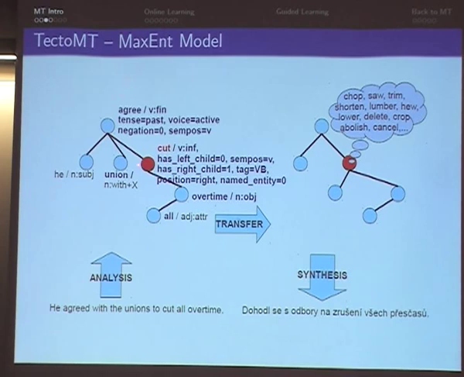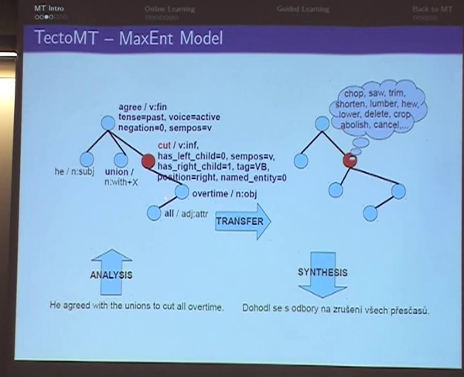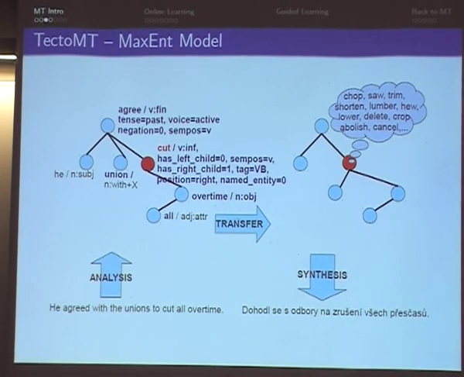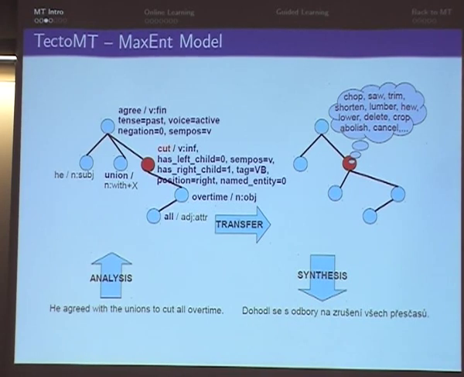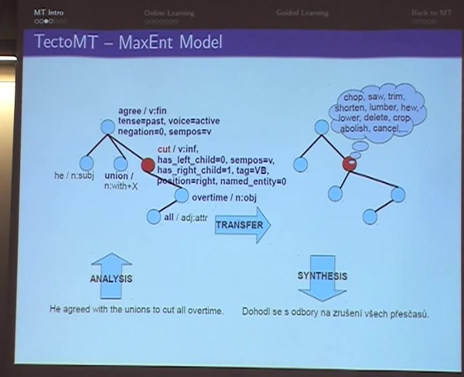But the point is here, we want to translate the node cut, and all the blue attributes are used as features in the model. So these are the possible equivalents of the Czech translation of cut: chop, saw, trim, shorten, and some of those features may be useful to assign the probabilities correctly and choose the best translation. So in this case, it was dohodl se s odbory na zrušení všech přesčasů.